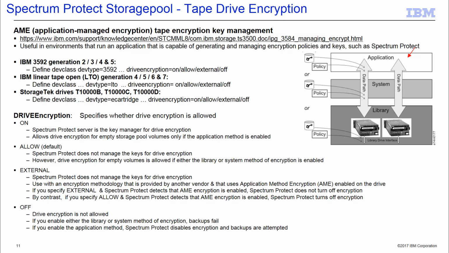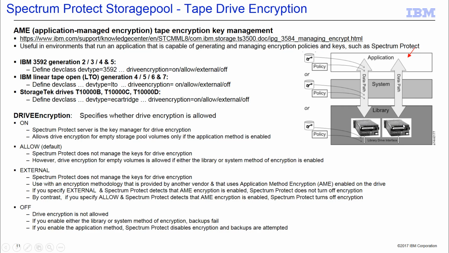Back on the Spectrum Protect server, if you do have tape drives that support encryption, for some of those tape drives, we can actually utilize application managed encryption. If you look at this picture right here, the tape drives that support application managed encryption allow programs like Spectrum Protect to actually generate and manage the encryption keys and policies. They also allow systems to do this type of encryption, like device drivers or operating systems. Or they allow the library itself to manage the encryption.